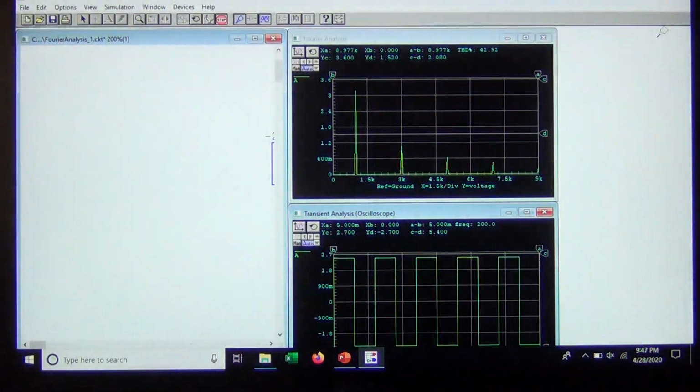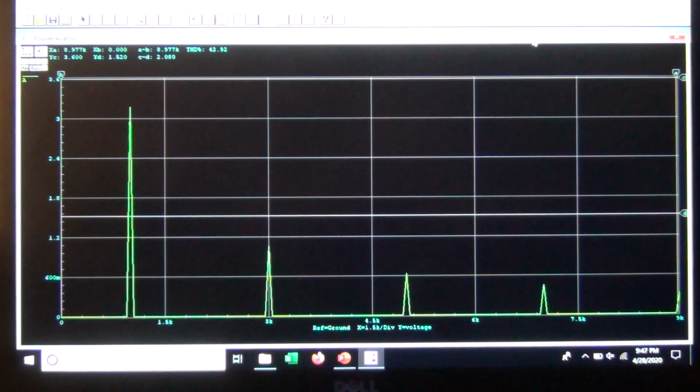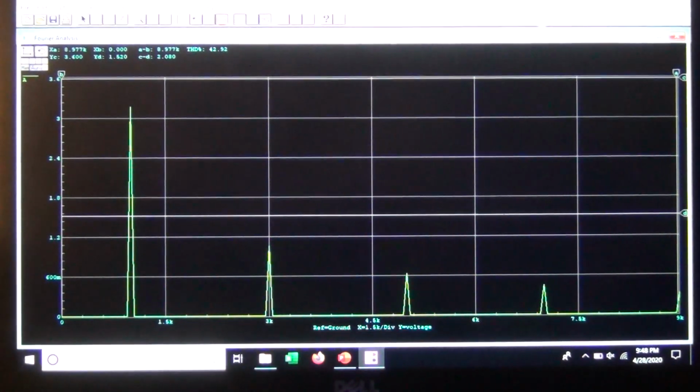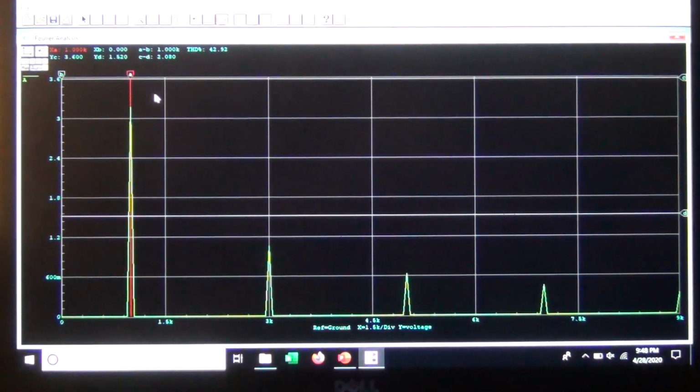Let's take a look at what this is on the Fourier analysis. On the Fourier analysis, we see that we have what? Let's grab the cursor A here, and we go all the way over, and we discover here we have the 1 kilohertz signal, and let me make that up here, 1 kilohertz.